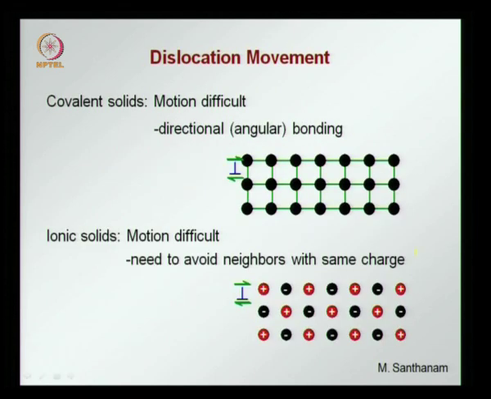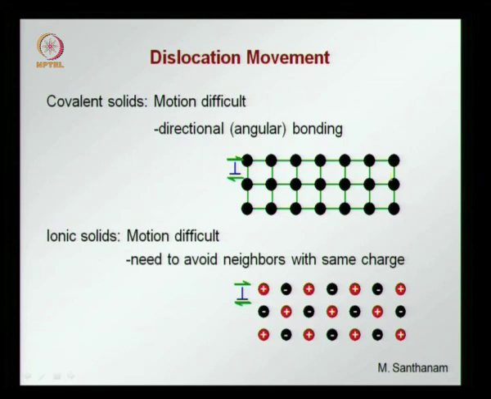However, when we look at covalent and ionic solids, it is obvious that it can become very difficult. The motion of the dislocations can become very difficult, because if you see here, the covalent solids will have angular bonding, directional bonding, and when the dislocation has to move, then the directionality will have to change, and this impedes the movement of the dislocation, because these angular bonds have to have a certain direction, and these cannot be broken so easily, and slip cannot occur in this plane very easily.